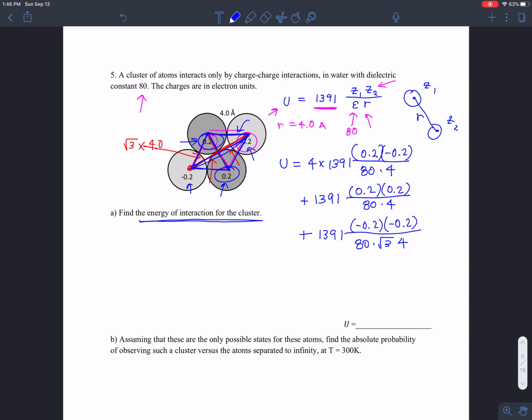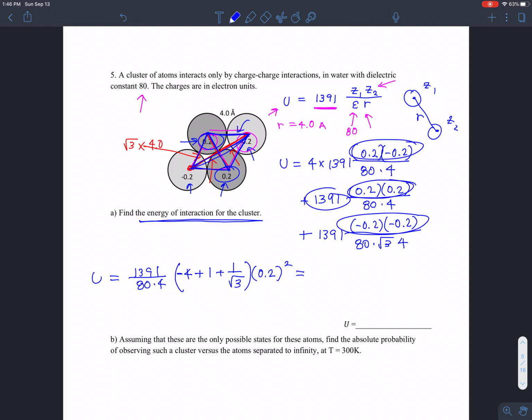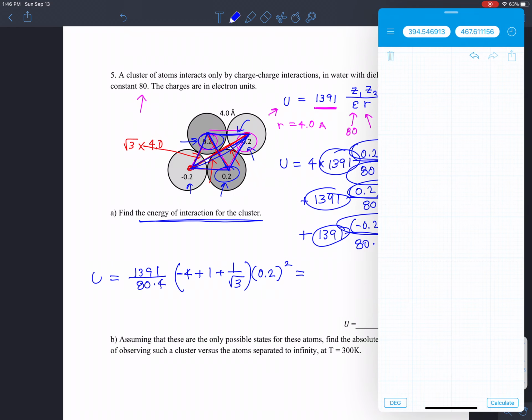We can write that out in a little bit simpler form. It's going to be 1391 over 80 times 4 times 4 minus 4 plus 1 plus 1 over the square root of 3, times 0.2 squared. All right, that's just factoring out all the common things among all these terms, right? That 0.2 squared is common among them. The 1391 is common among them. The 80 times 4 is common among them. So I just took out all the common factors. That makes the calculation a little easier.